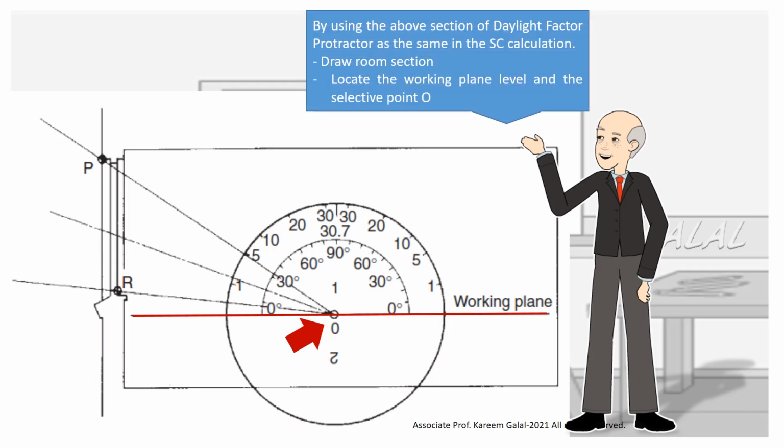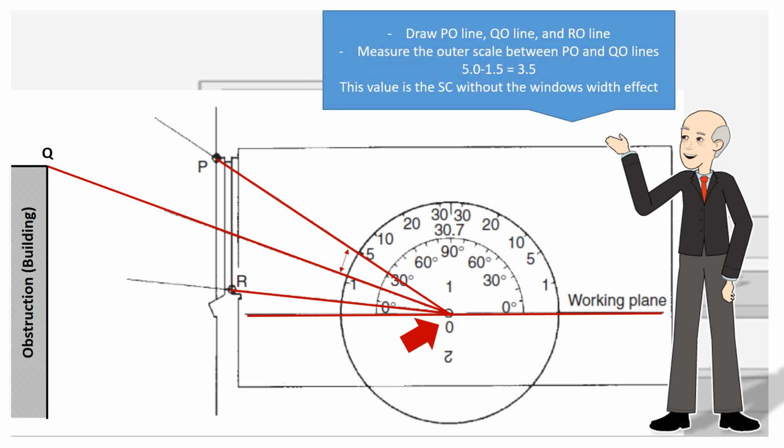By using the above section of the daylight factor protractor, as in the SC calculation, draw the room section. Locate the working plane level and the selected point O. Draw the PO line, QO line, and ρ line. Measure the outer scale between the PO and QO lines: 5.0 to 1.5 equals 3.5. This value is the SC without the window's width effect.